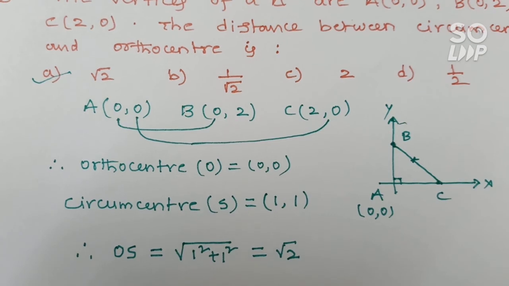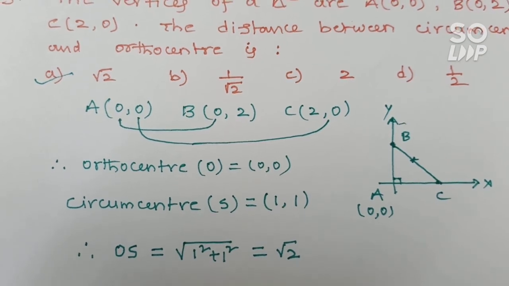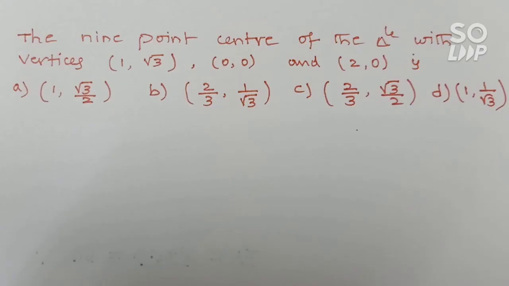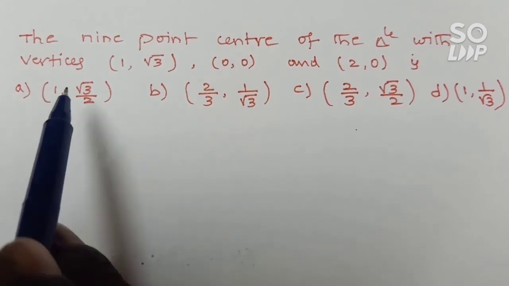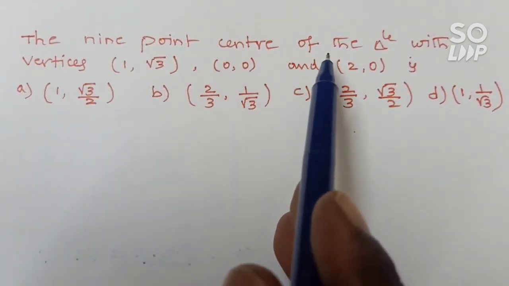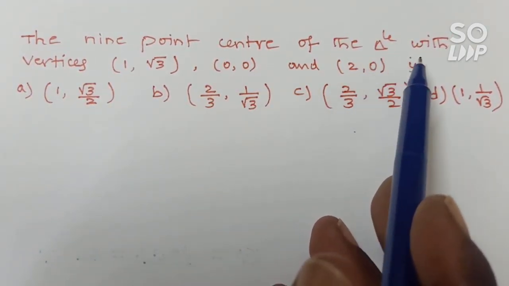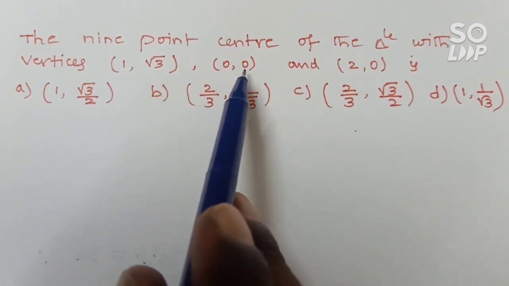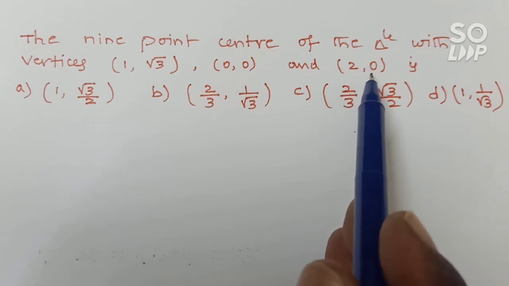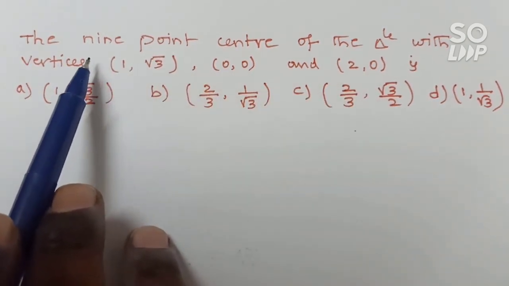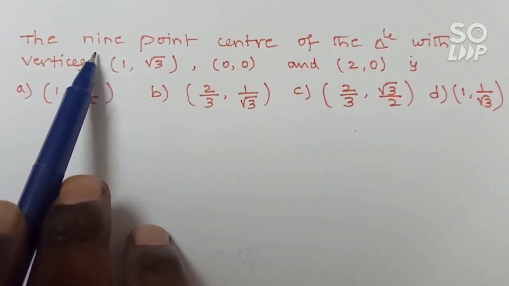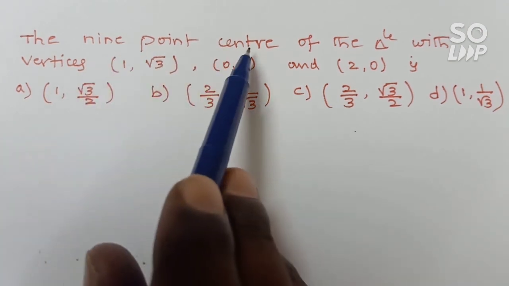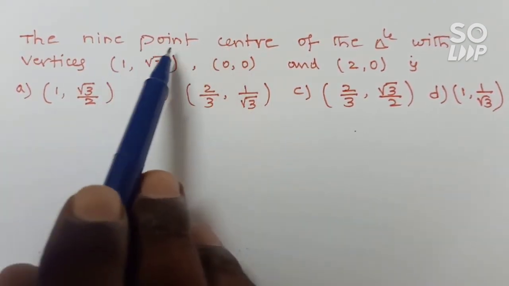So this is the procedure. Right, next you see one more question. Find the 9-point center of the triangle with vertices (1, root 3), (0, 0) and (2, 0). So look at this very clearly. You have to find the center of the 9-point circle of the triangle.